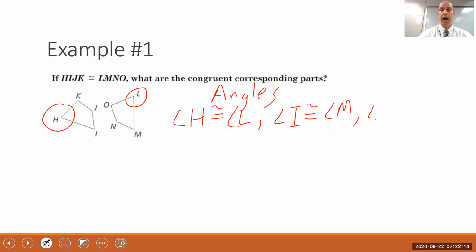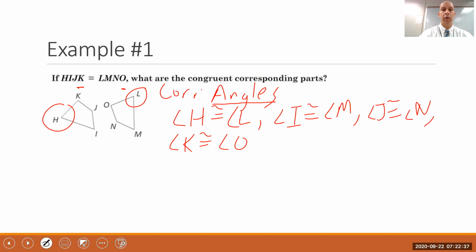What about angle J? Angle J is the third letter, so that means it has to be angle N. And then let's see if I can squeeze this last one in here. Angle K is the fourth letter, so look at the fourth letter here. That's angle O. So those are all of the corresponding angles, and they are all congruent since these two shapes are congruent.